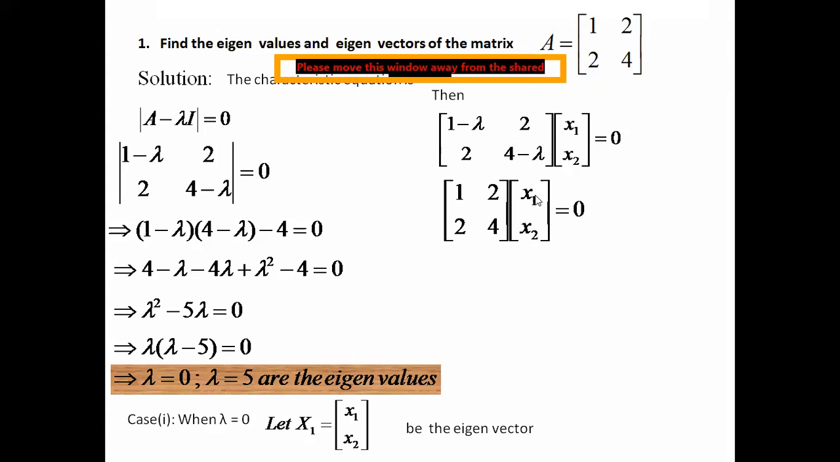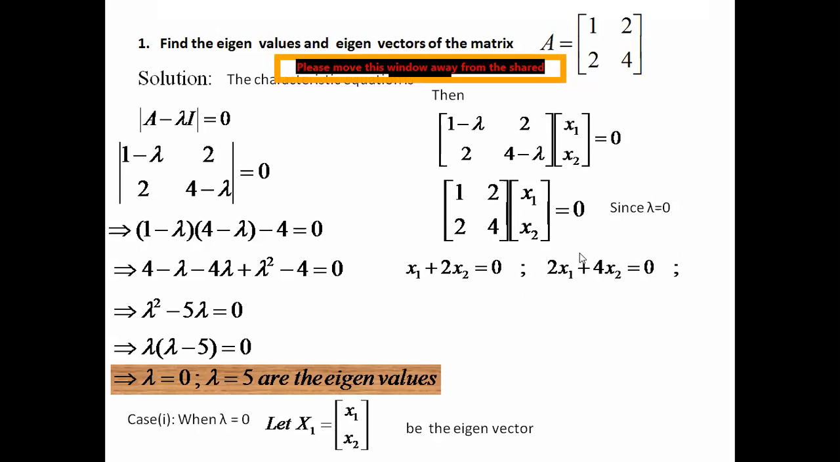Now multiply this 1 into x1 plus 2 into x2 is equal to, right hand side is 0, which means there is a 0 matrix. All the elements are 0. So we have to equate each equation to 0. How did we get this equation? Because lambda is equal to 0, we get this one. So the first equation is x1 plus 2x2 is equal to 0. For the second equation, 2x1 plus 4x2 is equal to 0.